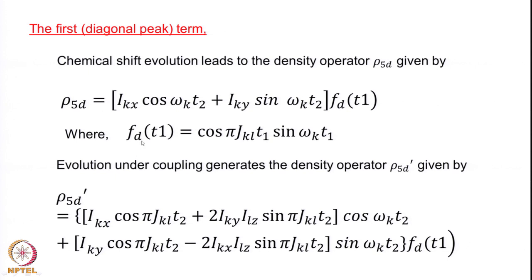Okay. And now we consider evolution of these terms under the coupling. Evolution under coupling generates the density operator rho 5d prime, given by this formula here. Rho 5d prime is now coming from the evolutions of the individual terms here. The first term gives me IKX cosine pi JKL T2 plus 2 IKY ILZ sine pi JKL T2, and cosine omega K T2 remains from here. And the second one gives me IKY cosine pi JKL T2 minus 2 IKX ILZ sine pi JKL T2, and this sine omega K T2 is from here, and then all of it is multiplied by FDT1.